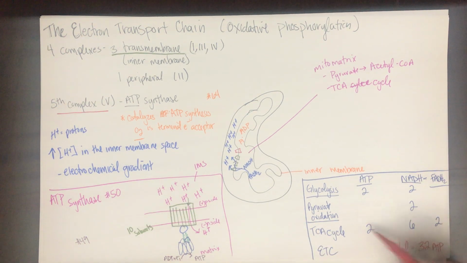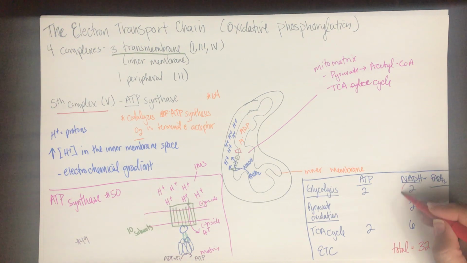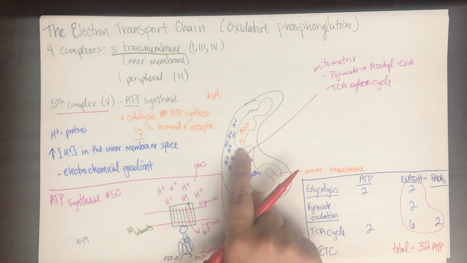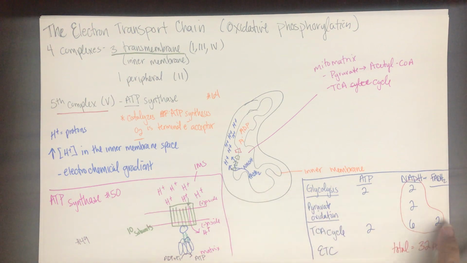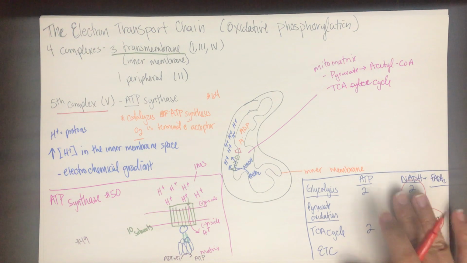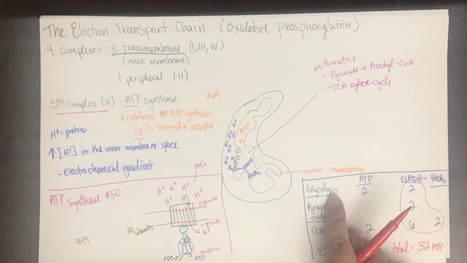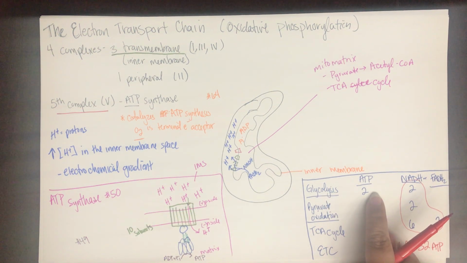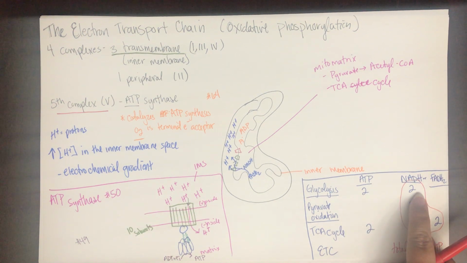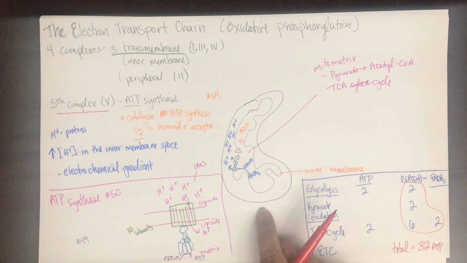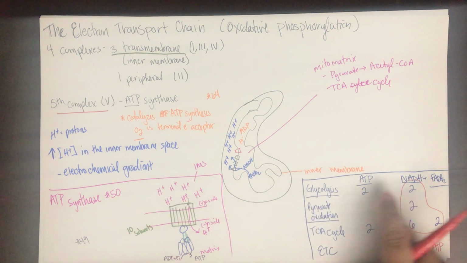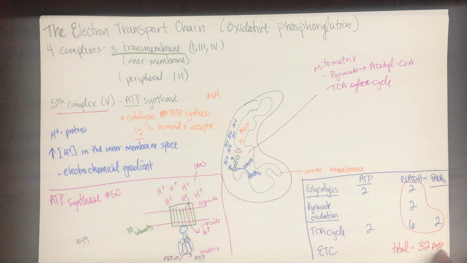These NADH and FADH2 are going to make about 2.5 ATP per NADH and about 1.5 ATP per FADH2, but this is not exact. And remember that with glycolysis, these ATP are made in the cytoplasm. These NADH are in the cytoplasm. They need to get shuttled into the mitochondrial matrix. That takes some ATP. So net, we have about 32 ATP.